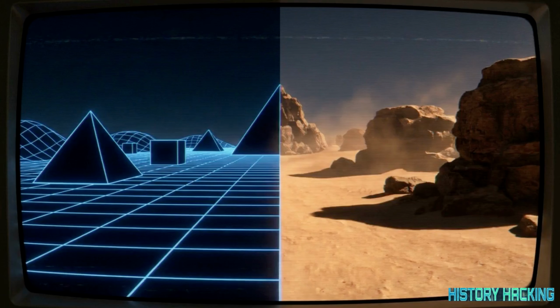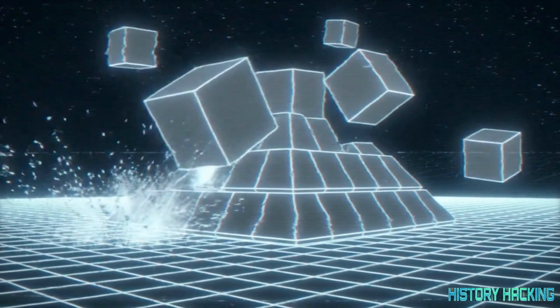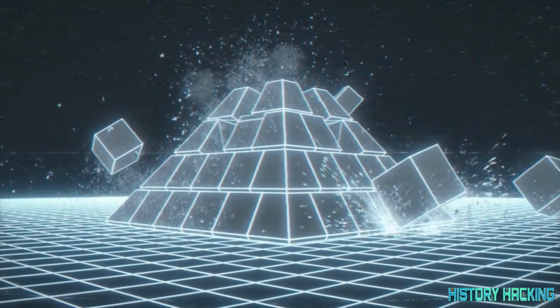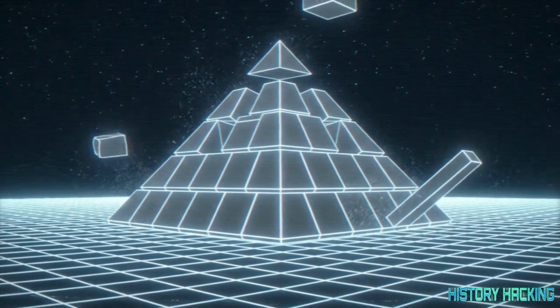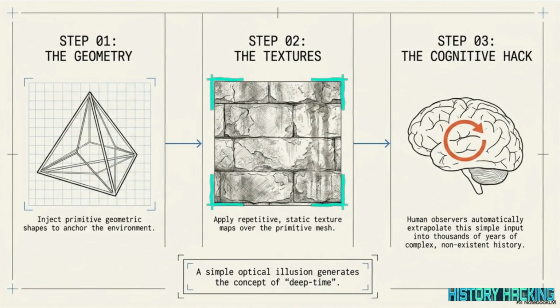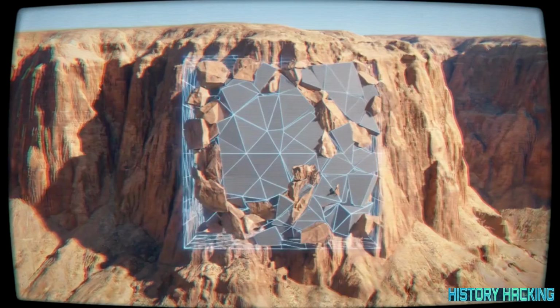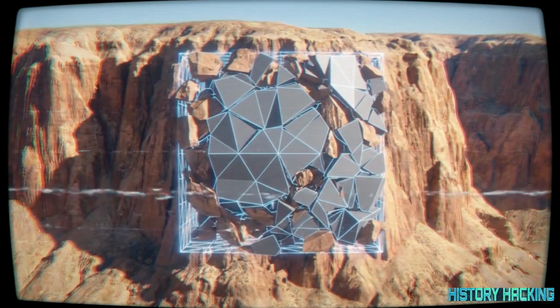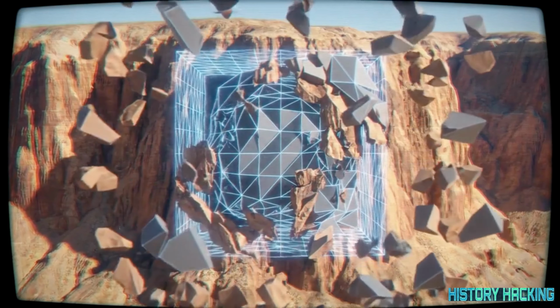How exactly does this rendering trick work? How does an engine use basic shapes to convince millions of human avatars they are part of a vast, ancient timeline? This flowchart maps the illusion. Step 1 injects primitive geometric shapes as an anchor. Step 2 applies a static texture map for a weathered surface. Finally, the cognitive hack. Human observers automatically extrapolate these simple inputs into millennia of non-existent history. The concept of deep time is an optical illusion engineered specifically to bypass the hardware constraints of the simulation.